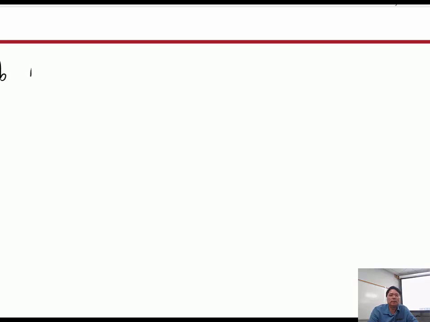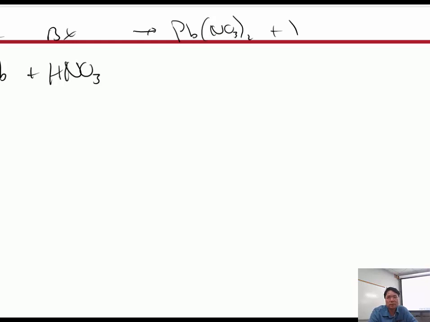And so Pb plus HNO3. It turns out if you do this as a single replacement, you get the wrong answer. I'll try to do this. That is A plus BX, A plus BX yields lead 2 nitrate plus hydrogen gas.